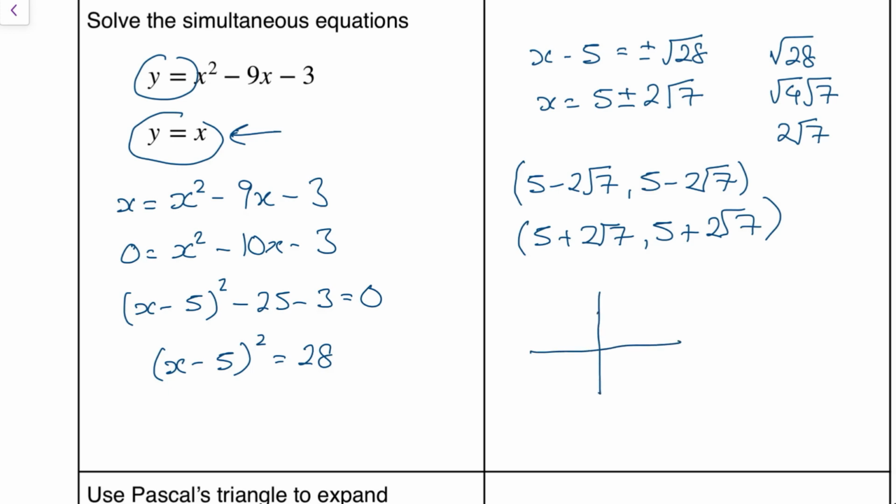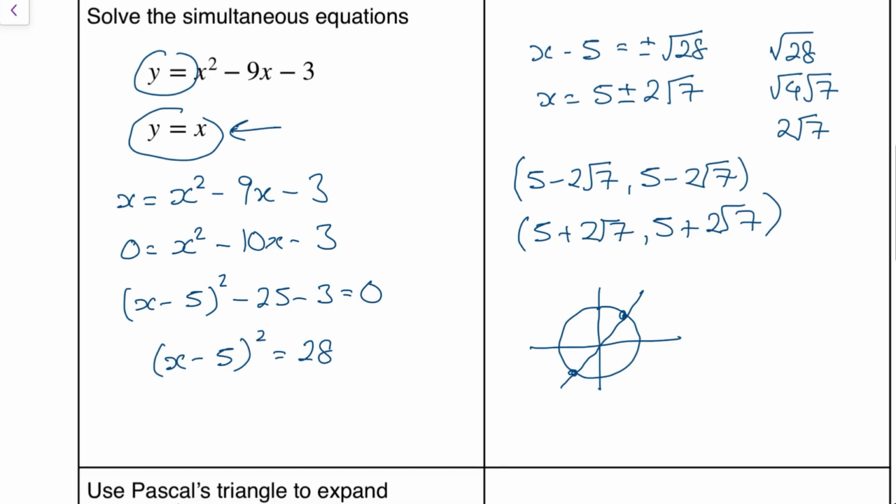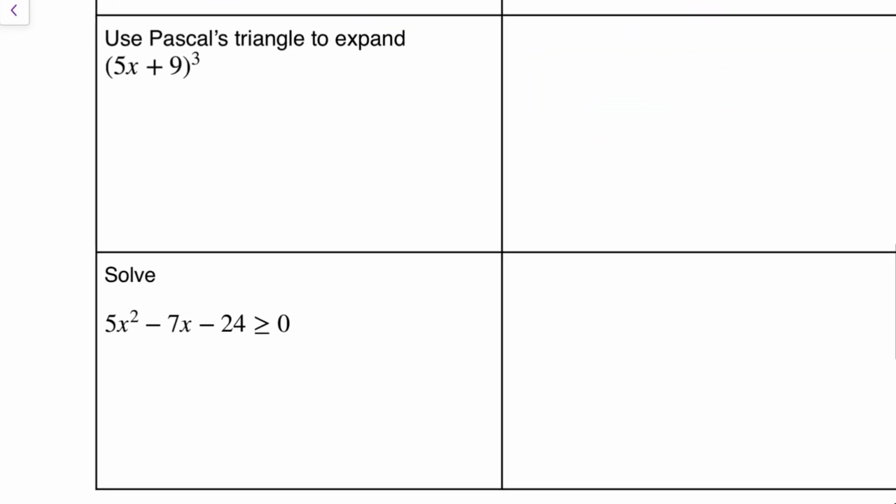And of course that makes sense, doesn't it? Because if I draw a circle, and then I draw a straight line with the equation y equals x, they are going to be symmetrical, if you see what I mean by that. Good question. Next one, use Pascal's triangle to expand.